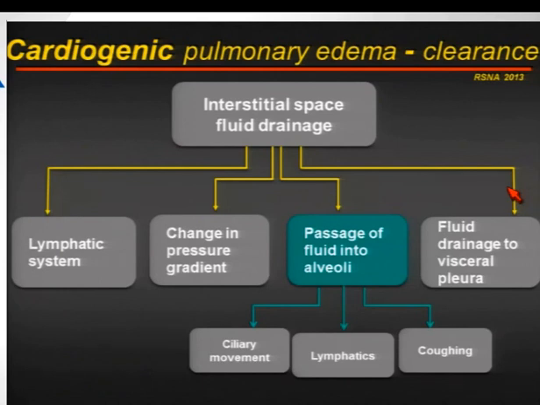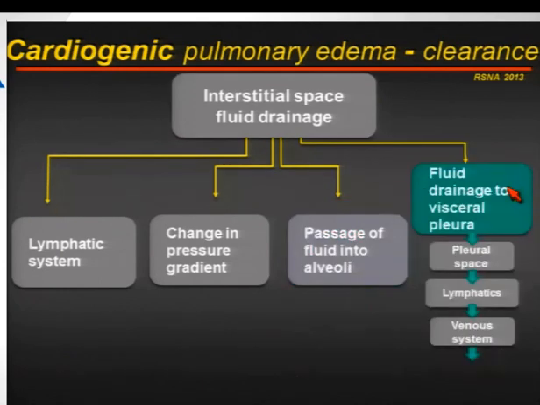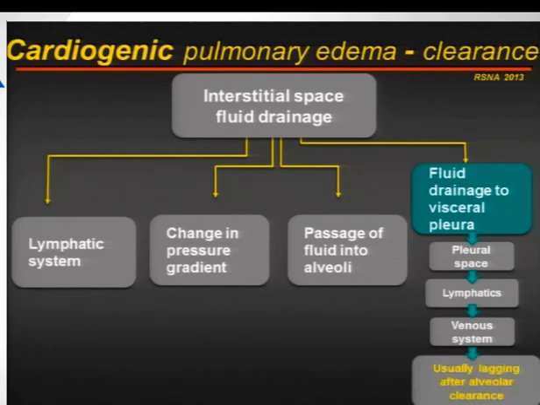movement and by coughing. It is very interesting that the fluid drainage to the visceral pleura is very often underdiagnosed or not taken into account, but it actually plays an important role in drainage of pulmonary edema. It goes to the pleural space and then through the lymphatics to the venous system. But what is also important to remember is that here we also have lagging after the alveolar clearance.